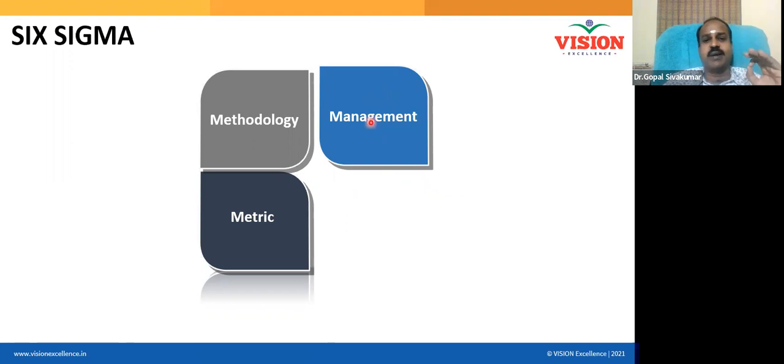And that means Six Sigma is a way of managing people. In Six Sigma company practice, people will be appreciated based on their ability to contribute to the organization's growth. Just because you are an aged person, you will not be promoted. Just because you have a PG degree, you will not be promoted. You will be promoted purely based on your ability to contribute to the organization's growth, to produce results from the project. So Six Sigma is not only a metric, not only a methodology, it is a way of management.